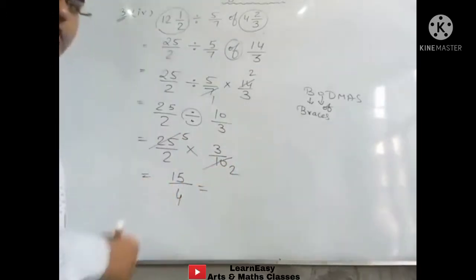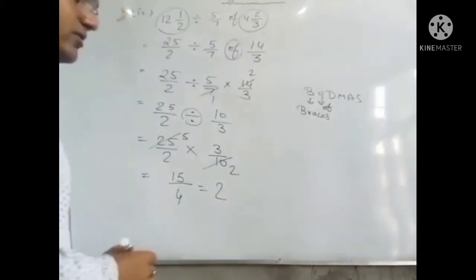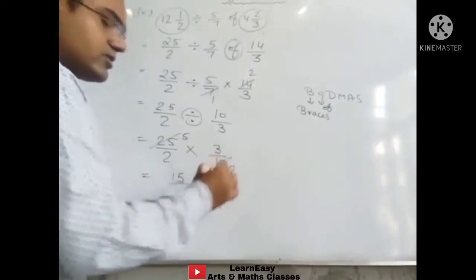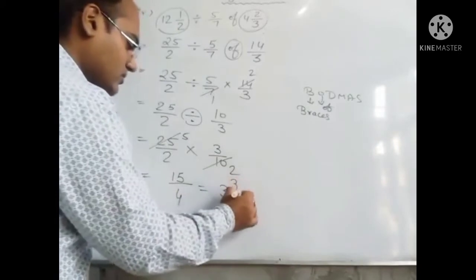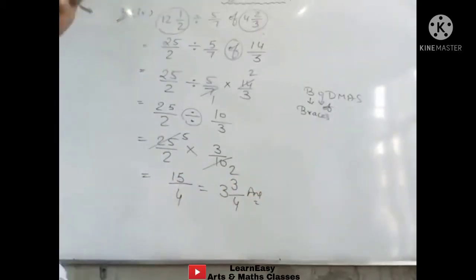Now we will change it into a mixed fraction. 4 2s are 8, we will not take that. We will take 4 3s are 12. Remainder will be 3 upon 4. So the final answer of this question number third, fourth part is 3 whole 3 upon 4.